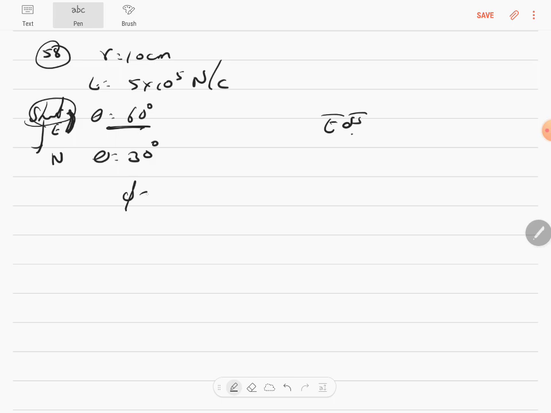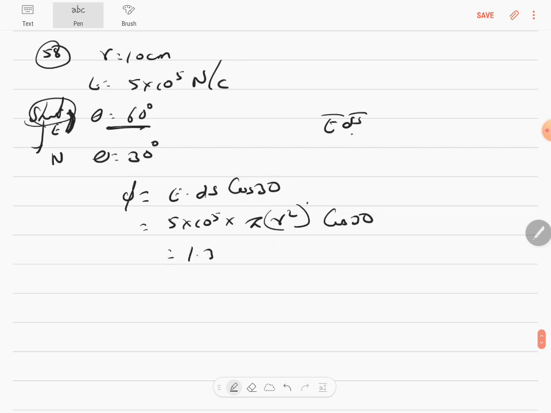So when you want to calculate flux, it will be E dS cos 30. You know the electric field, 5 into 10 to the power 5, into dS. dS itself is the area, which for a circular plane sheet is pi r square, so pi r square into cos 30. You just substitute and you get 1.36 into 10 to the power 4. You have to write the SI unit, which is Newton meter square per Coulomb. That is the SI unit for flux.